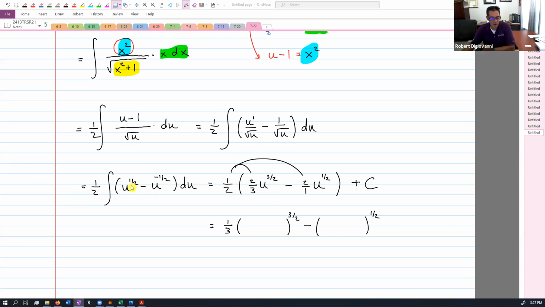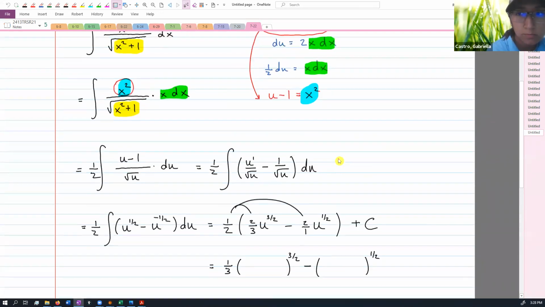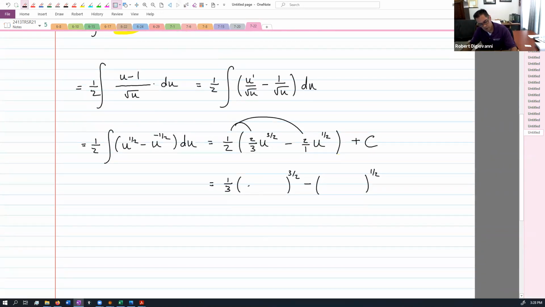You understand I'm using the power rule, right? Adding one to the power and then putting the reciprocal out front. Okay, so I've distributed through, I've got my powers here, and then I need to replace U. What was U? X squared plus 1. So U was X squared plus 1, so X squared plus 1, X squared plus 1, and all that plus C, and we are done.